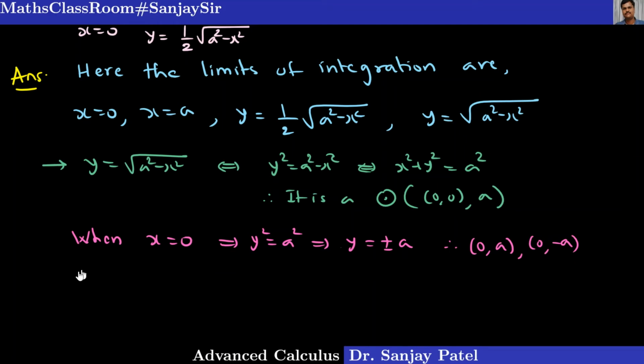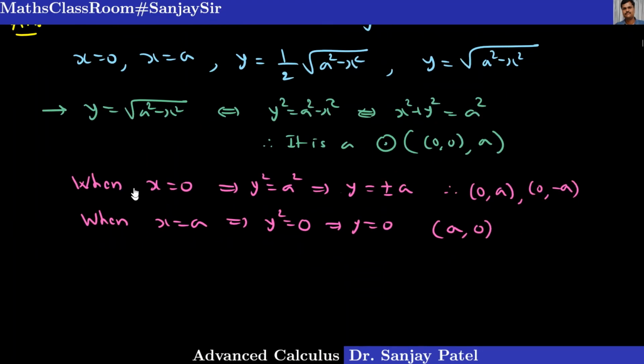Also, when x is equal to a, by putting x equal to a here, you will get y square is equal to 0, because a square plus y square is equal to a square will give you y square is equal to 0. Okay, so that means y is equal to 0. So the point of intersection with x equal to a is (a, 0).